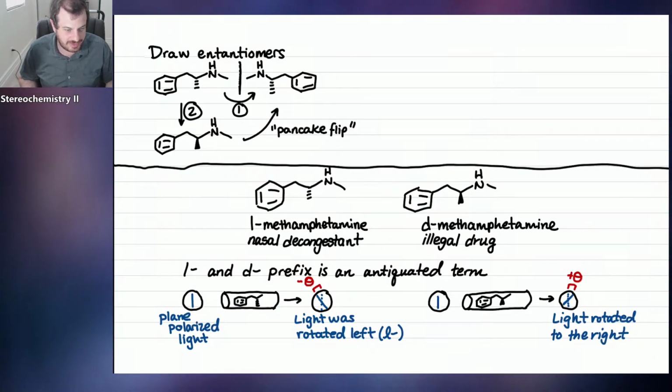And so this was abbreviated D for the Latin word dexter, which means right. So the Latin word dexter is where the D comes from. So what is the conclusion that we can make here? Enantiomers will rotate light by the same amount but in opposite directions.